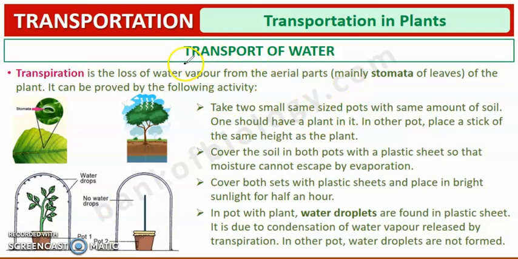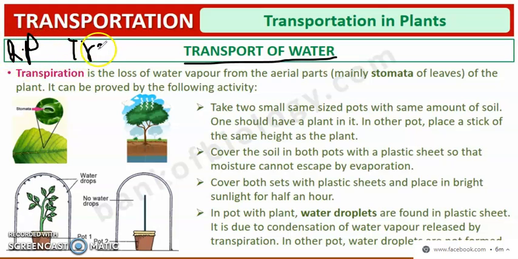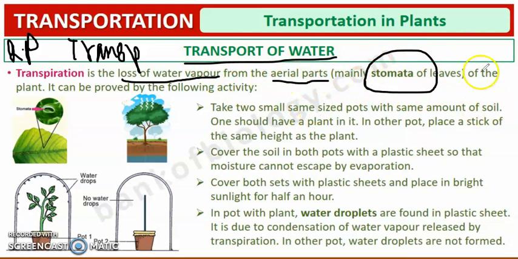Transportation of water, our concept of today, can happen in two ways. One is root pressure, and the other way is transpiration. I hope you can spot the difference. Transpiration is the loss of water in the form of water vapor through the aerial parts, basically the stomata of the leaves. Can you see how open the stomata are? Due to excess of water, some water will be lost through that place, and this activity is guarded by the guard cells. We know that.